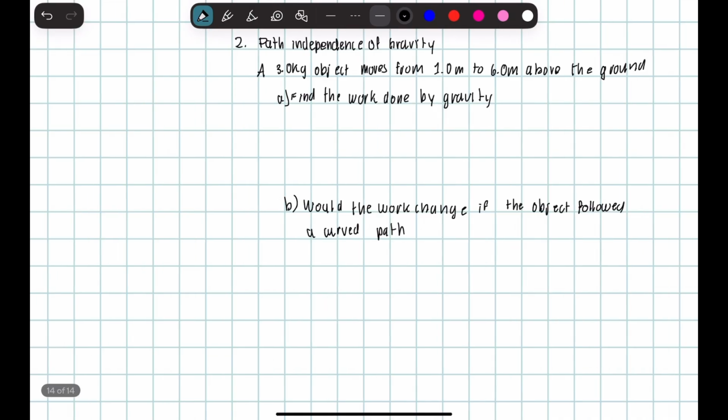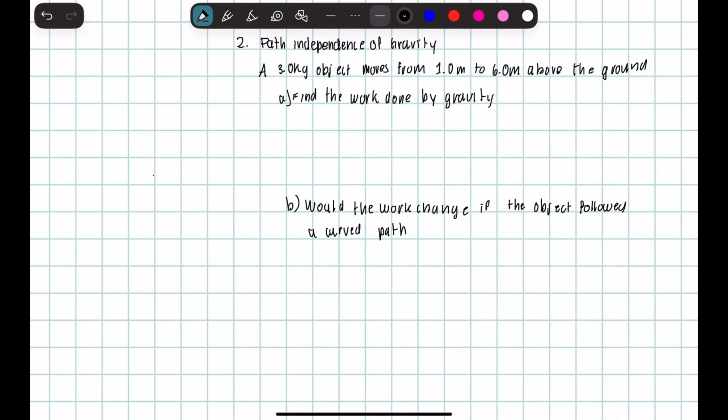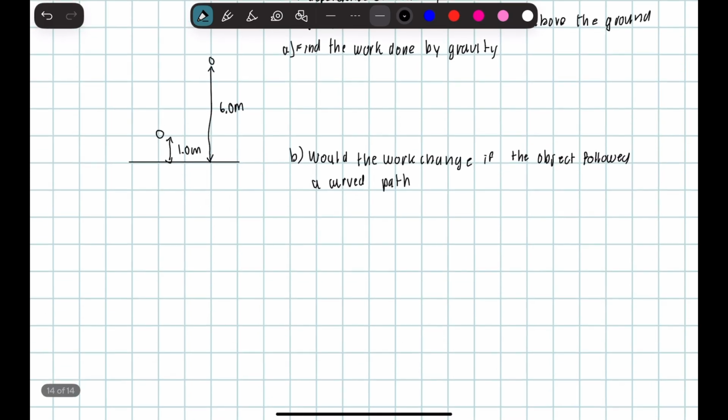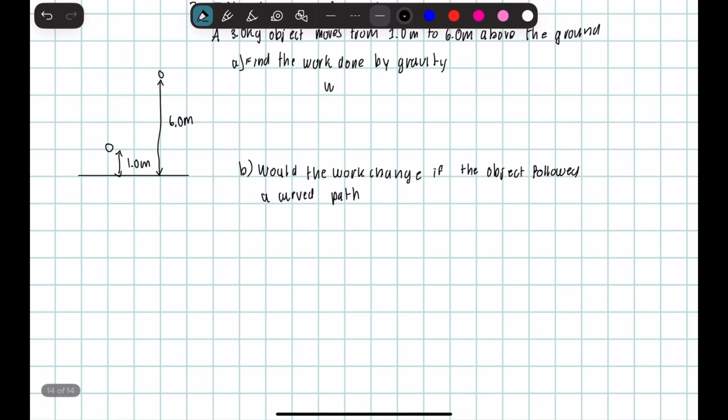So the object moves from 1.0 meters, so the object is like here. This is the ground. 1.0 meters, and then it goes up here. So this is like 6.0 meters. Now we have work done by gravity. This is going to equal mg times y initial minus y final. Plugging everything in, that's 3.0 times 9.8 times 1.0 minus 6.0. And then that's just going to equal negative 147 joules.